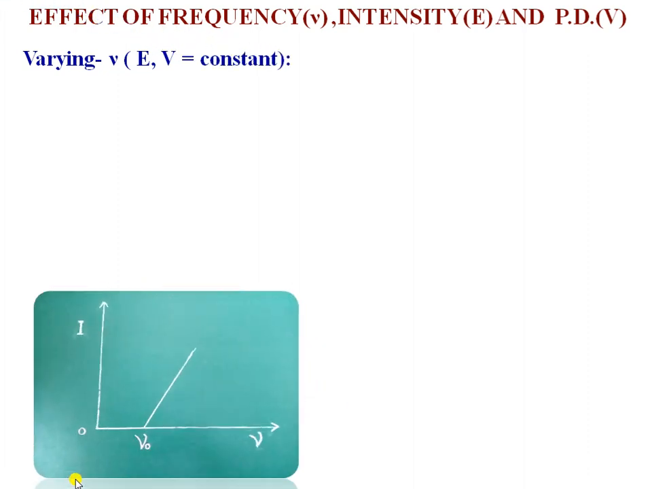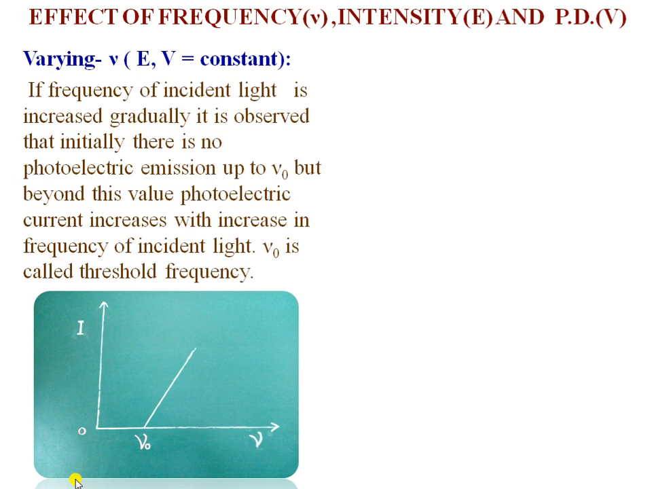Then we also discussed the different effects of frequency, intensity and accelerating PD on photoelectric current with the help of different graphs. First was varying frequency, with intensity and potential kept constant. The graph is shown in the figure. Here we define a term called threshold frequency also.